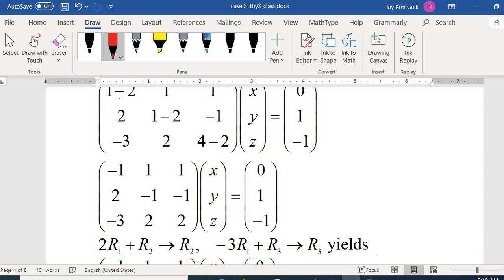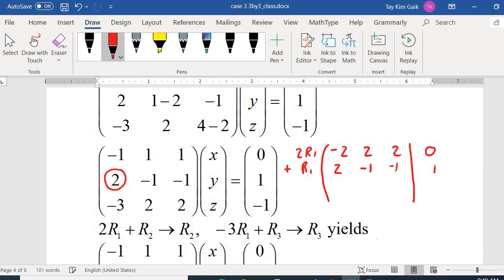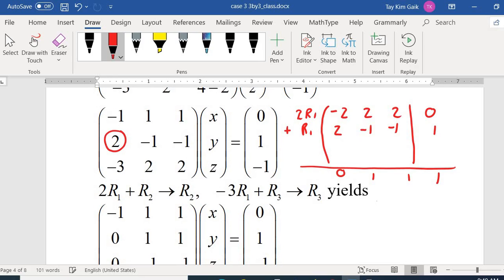Similarly, using the previous same operation, 2 row 1 plus row 2 put into row 2, because we want to eliminate this cell to become 0. So we do it slowly. 2 row 1: negative 2, 2, 2, right side 0, add up with your row 2, which is 2, negative 1, negative 1, 1. So you add up: 0, 2 minus 1 is 1, 2 minus 1 is 1, 0 plus 1 is 1. Previously in step 2, this was 0.